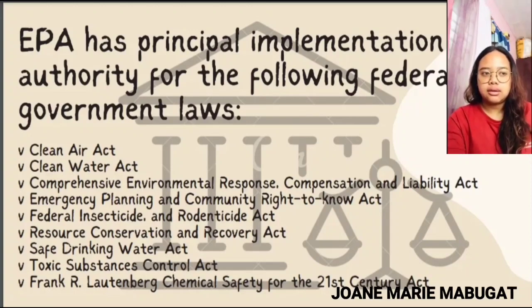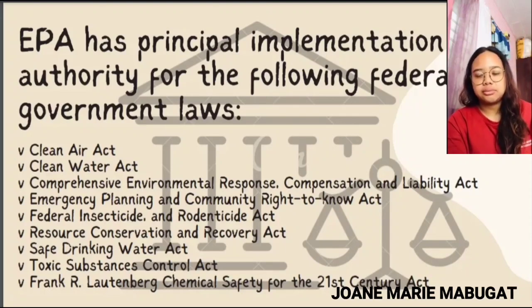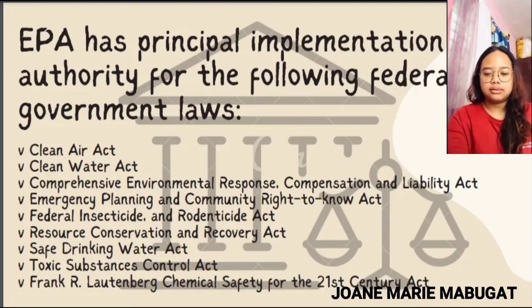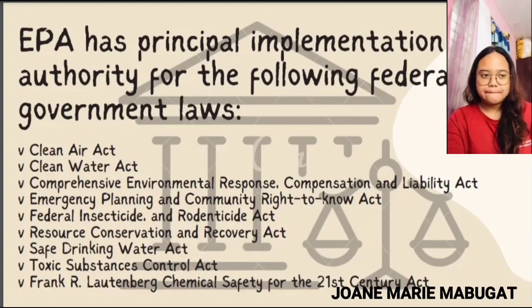And next is the Federal Insecticide, Fungicide, and Rodenticide Act. This provides the federal regulation of pesticide distribution, sale, and use. So the EPA would decide if they would be distributed or sold within the US. If it is very safe to use, then that is the time that it can be sold and used by humans.